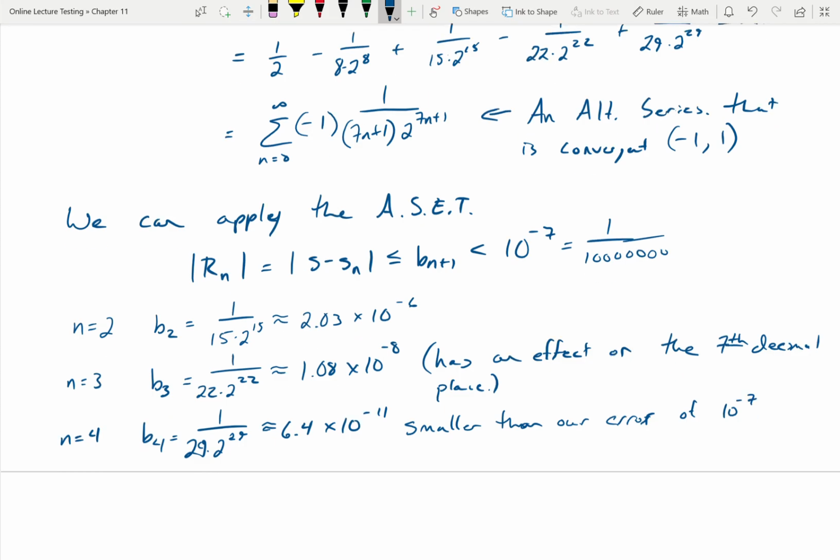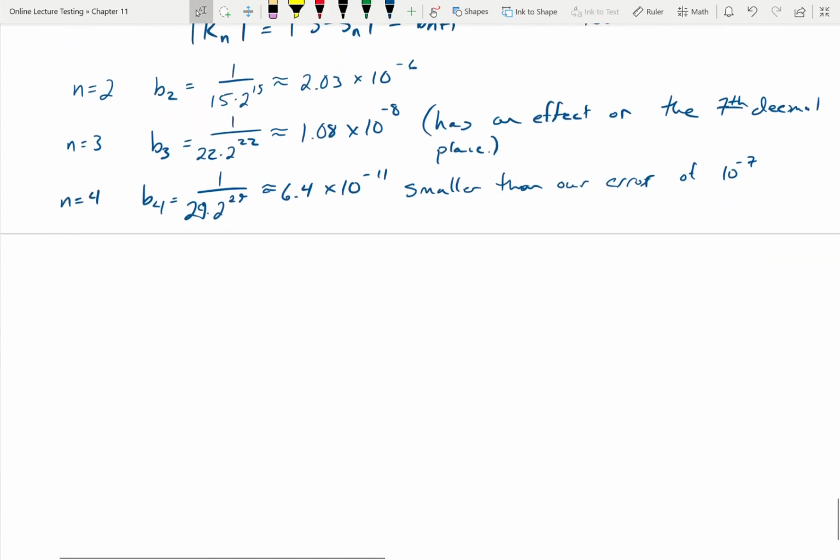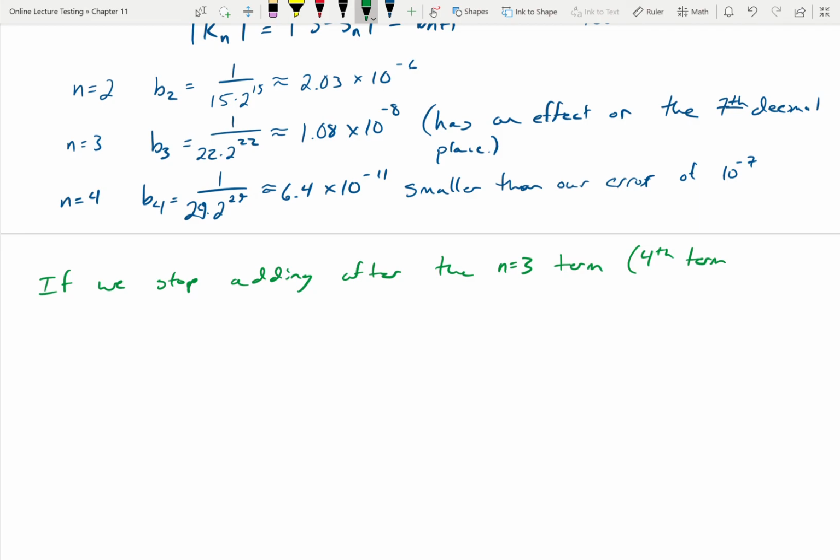All right, so a way to write this up is if we stop adding after the n is equal to 3 term, so it's the 4th term, since we're starting at n is equal to 0, the error is smaller than the n is equal to 4 term.